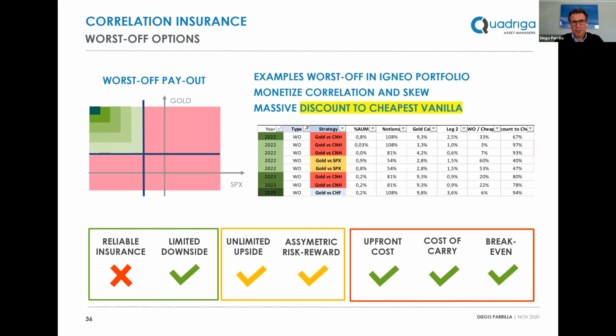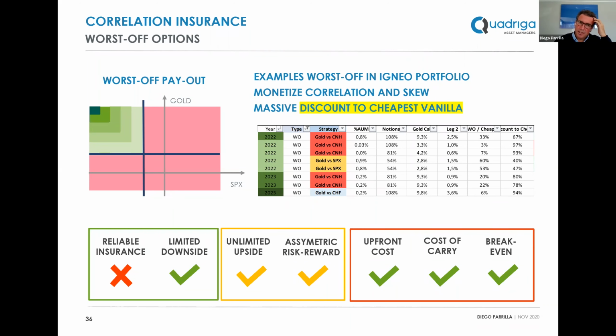The other way in which we like to play this, which is a bit more aggressive, is a worst-of. And here, it's sort of Federer or Nadal, pick your choice. You pick the two things that you like. I like gold. I like calls on gold. I like calls on the dollar versus China. And a worst-of tells you you're going to get the worst of the two. So you need both things to happen.